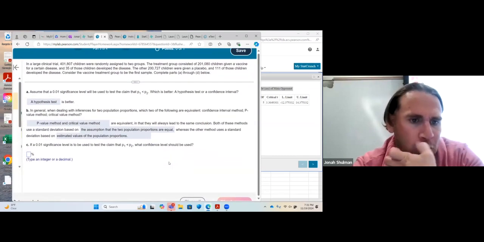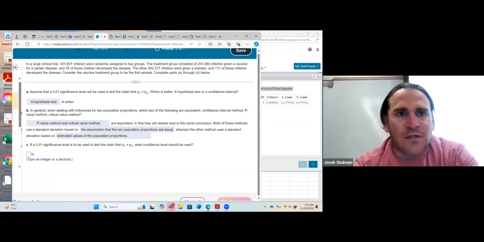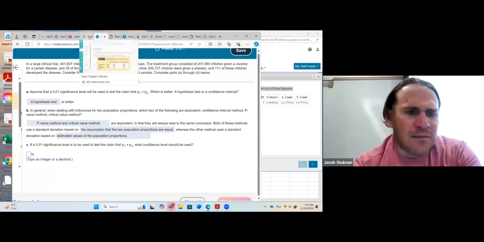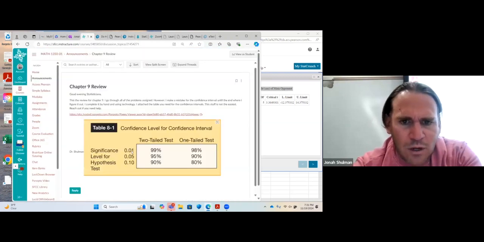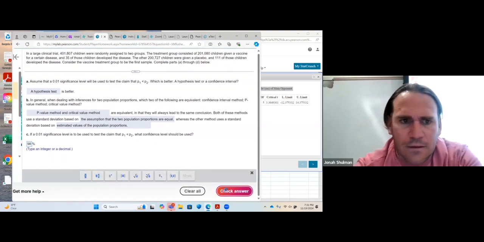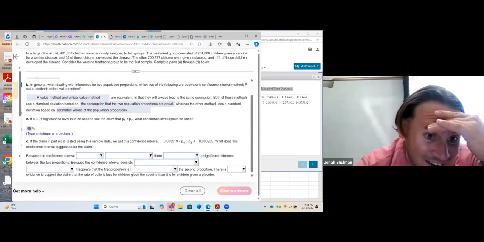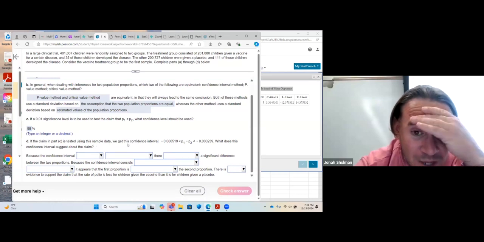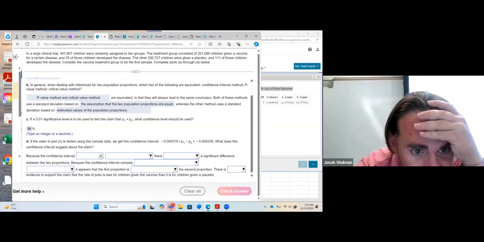I love it. So if a 0.01 significance level is used, okay, so this is the table that I kept forgetting. Good thing I kept it here. We're doing 0.01 and one-tailed. So that means 0.01 and one-tailed, we're talking 98%. Look at me go. Phantasmic. Okay, let's keep going. All right, if in part C we get a negative and a negative, what does this mean? Because the interval does not contain 0.